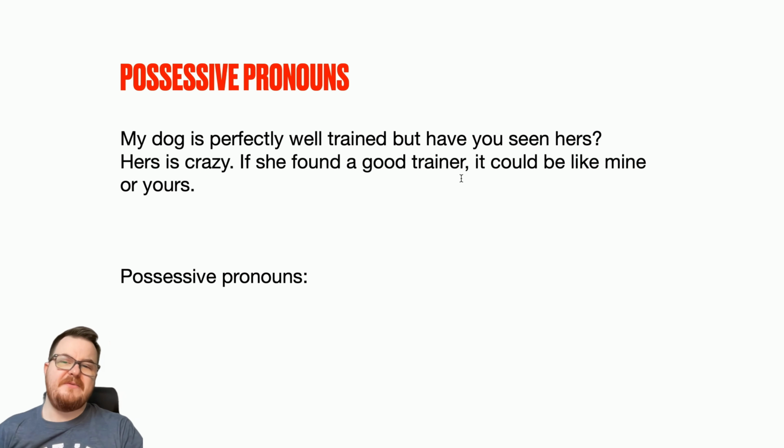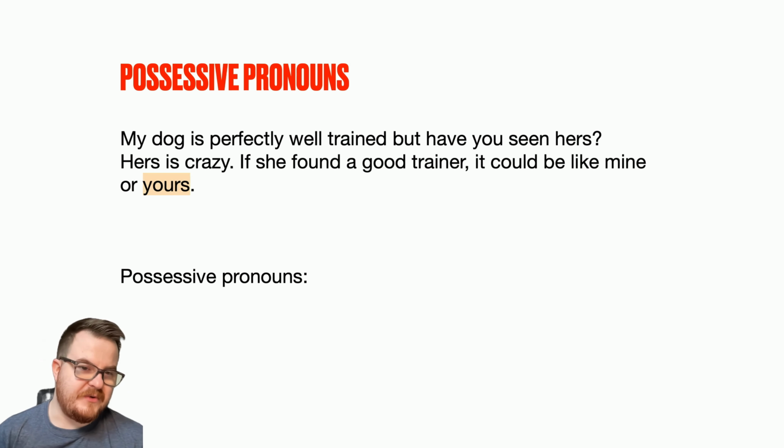So see if you can work this out from the English sentence. There are a couple of possessive pronouns in this example. Actually, it's 3 sentences, I should say. Let's read it again and see if you can spot them. My dog is perfectly well trained, but have you seen hers? Hers is crazy. If she found a good trainer, it could be like mine or yours. So you may have spotted them now.